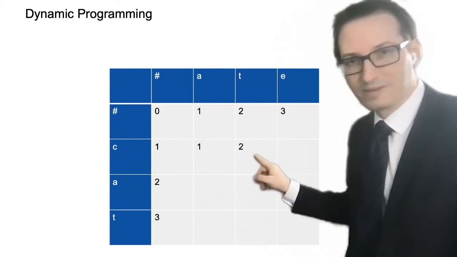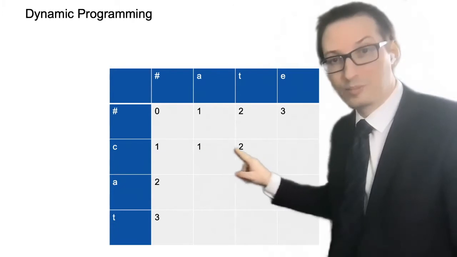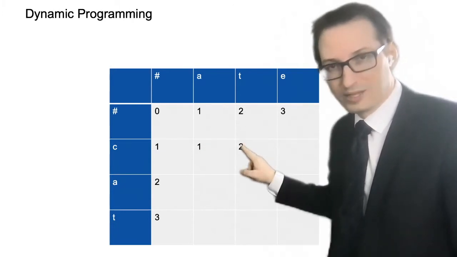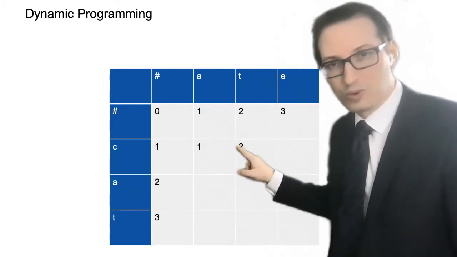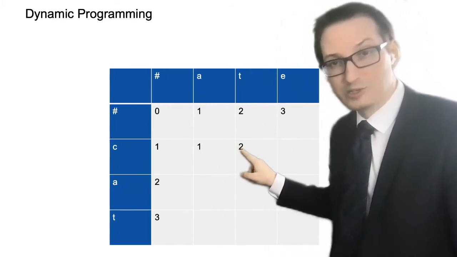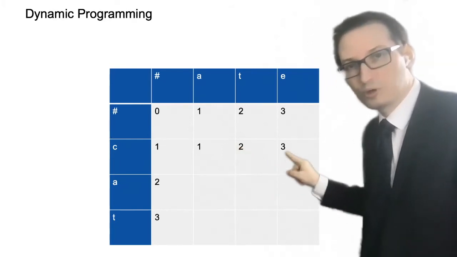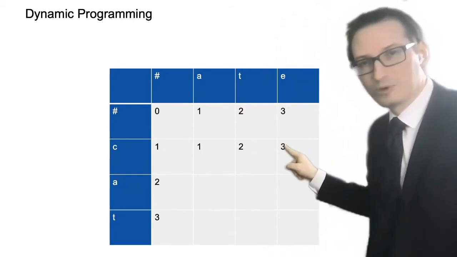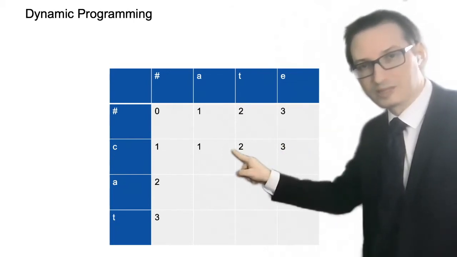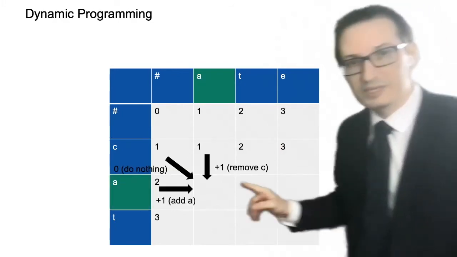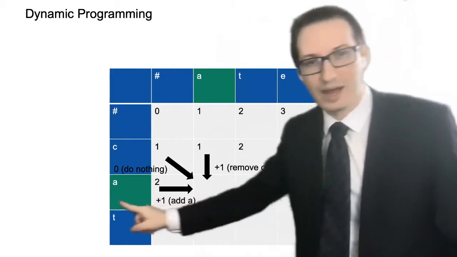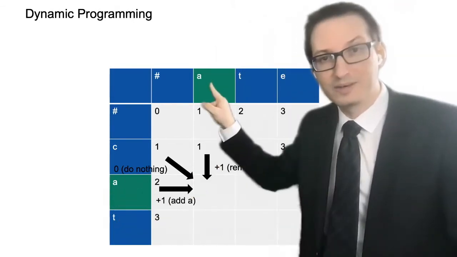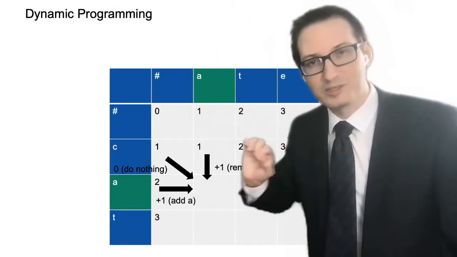And then we do it again. Here, the minimum between 1 plus 1, 2 plus 1, that's 3, or 1 plus 1, the minimum of that is 2. Here, the minimum between 2 plus 1, 2 plus 1, or 3 plus 1, the minimum is 3. That came from here, right? Here, now, here something is different. Why is that different? Because I have the same letter here and here. And the reason it's different is like this.